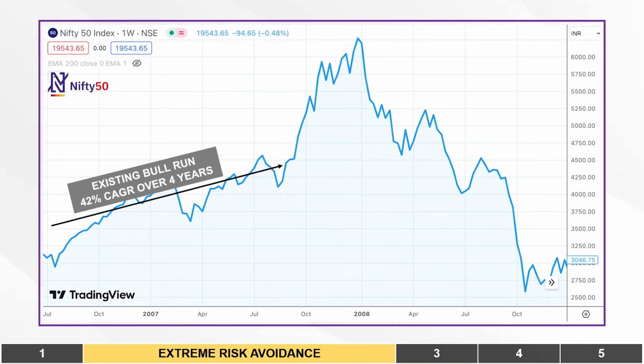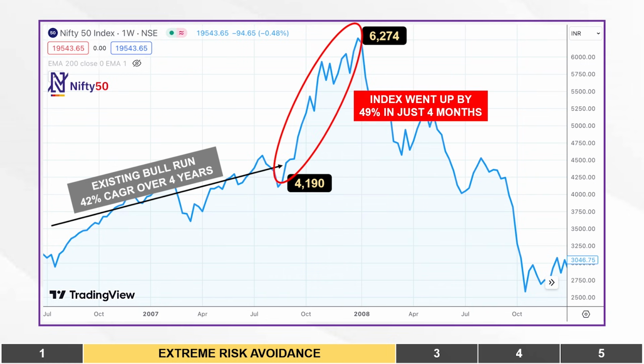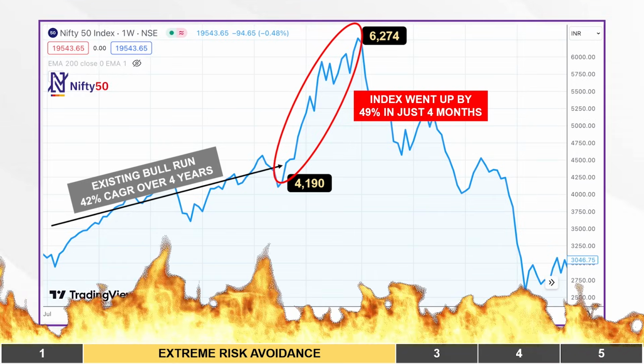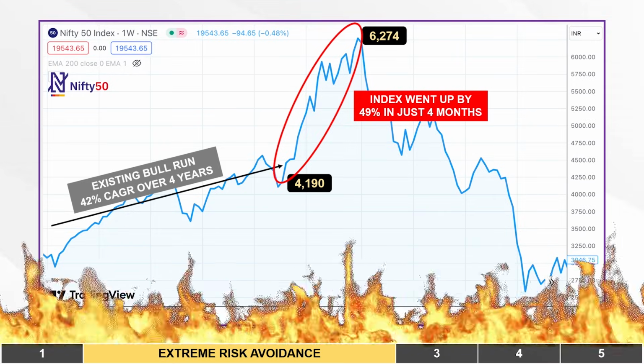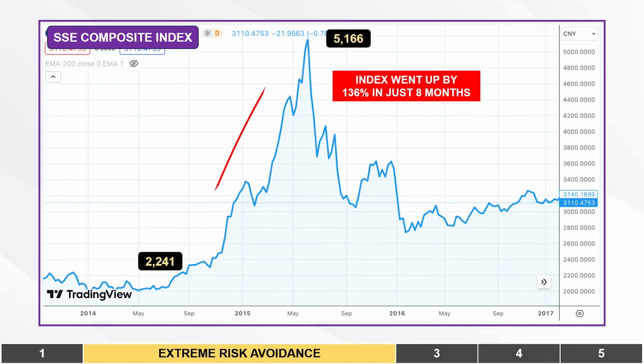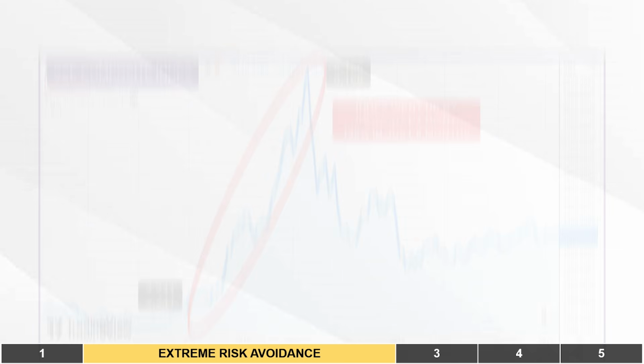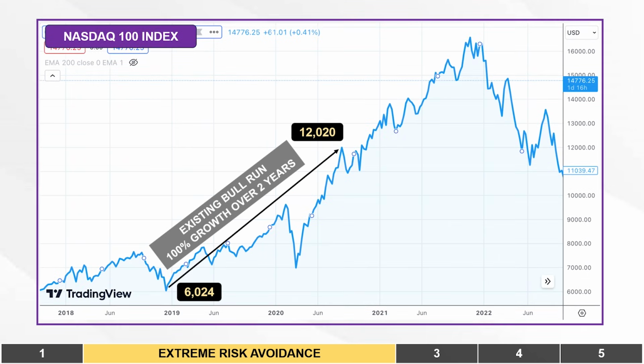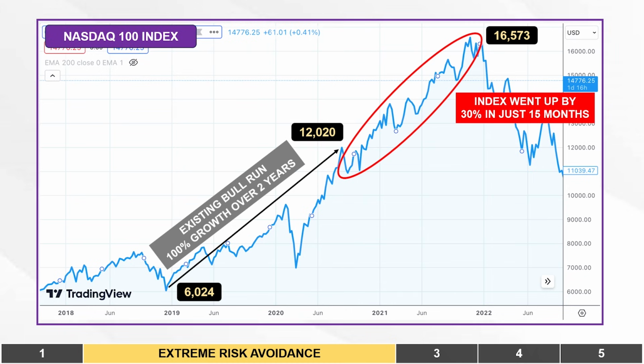For example, while the Nifty peaked at 6,200 in December of 2007, until 4 months back, that is until August of that very same year, the Nifty was at just 4,190 points, which means the Nifty had jumped by 49% in a matter of 4 months, which is a clear telltale that the market is extremely overheated and something bad is going to happen. We saw a similar thing in China when the markets there went up by 136% in a matter of 8 months, and more recently with the Nasdaq 100, which after having doubled over 2 years went up by a further 30% over a 5 to 6 month period.